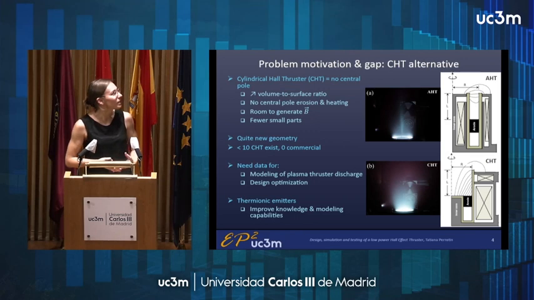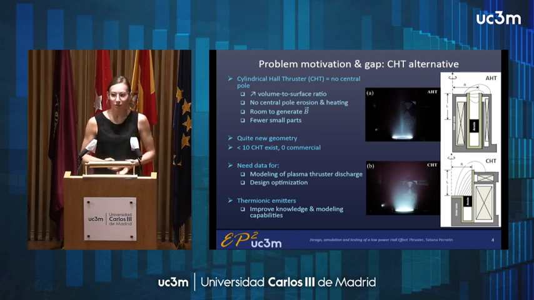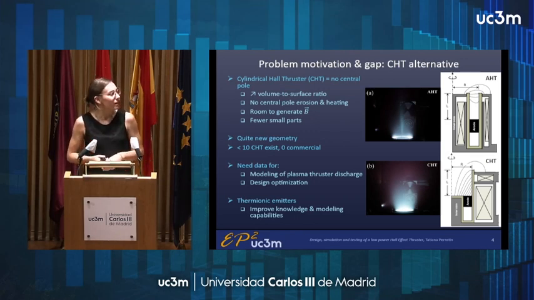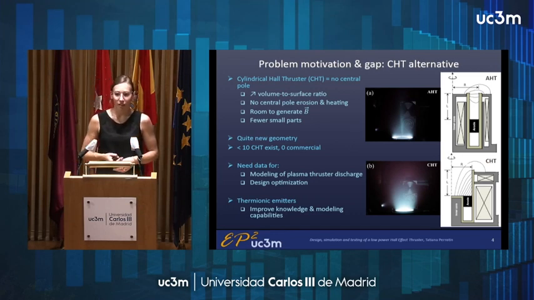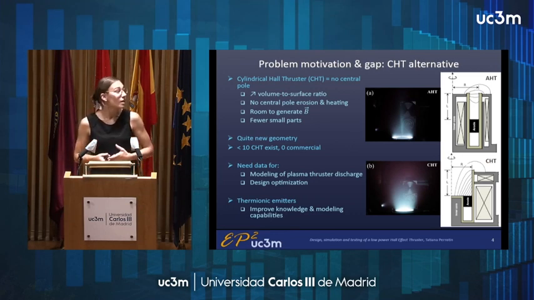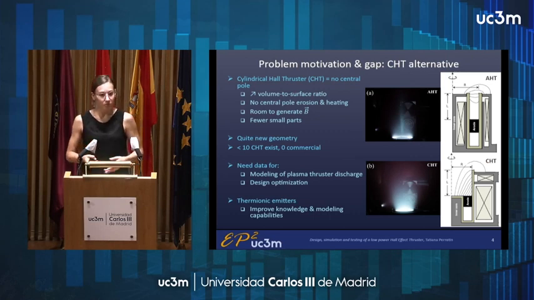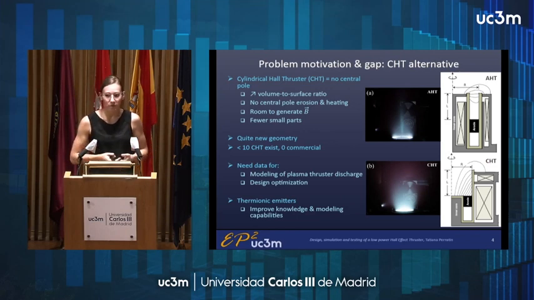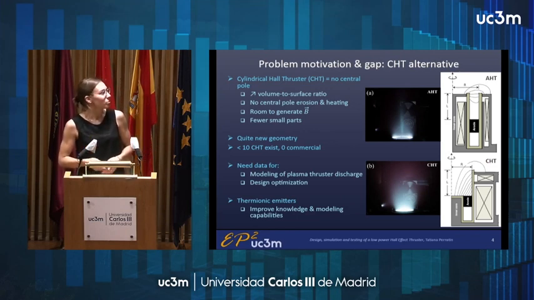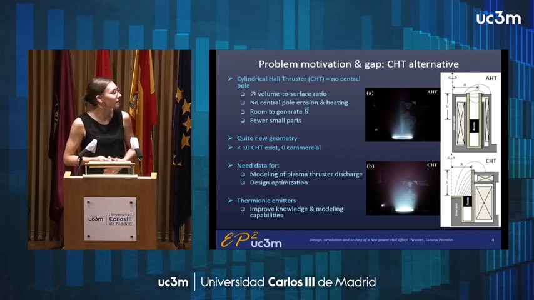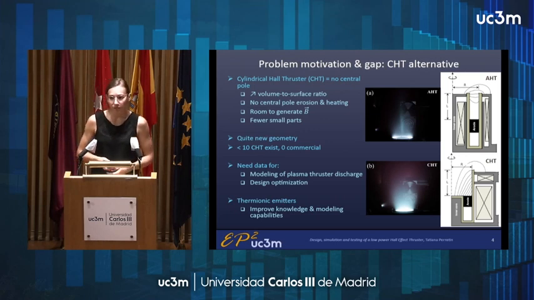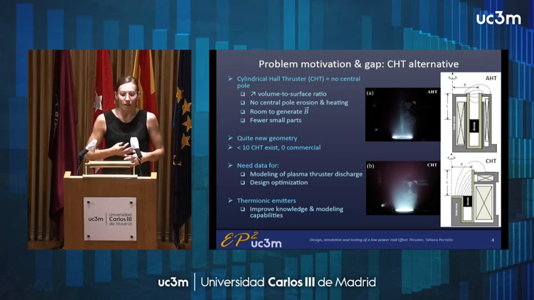Something else is that in EP2, we do a lot of simulations of thrusters, and people have stated before that there are free parameters or unknowns, and we need experimental data to feed to these codes to improve them and to make the modeling more efficient and more realistic. We also need data, of course, to optimize the thrusters to improve the performance. And regarding the thermionic emitters, we also need to improve our knowledge of them and the capacity of modeling them.